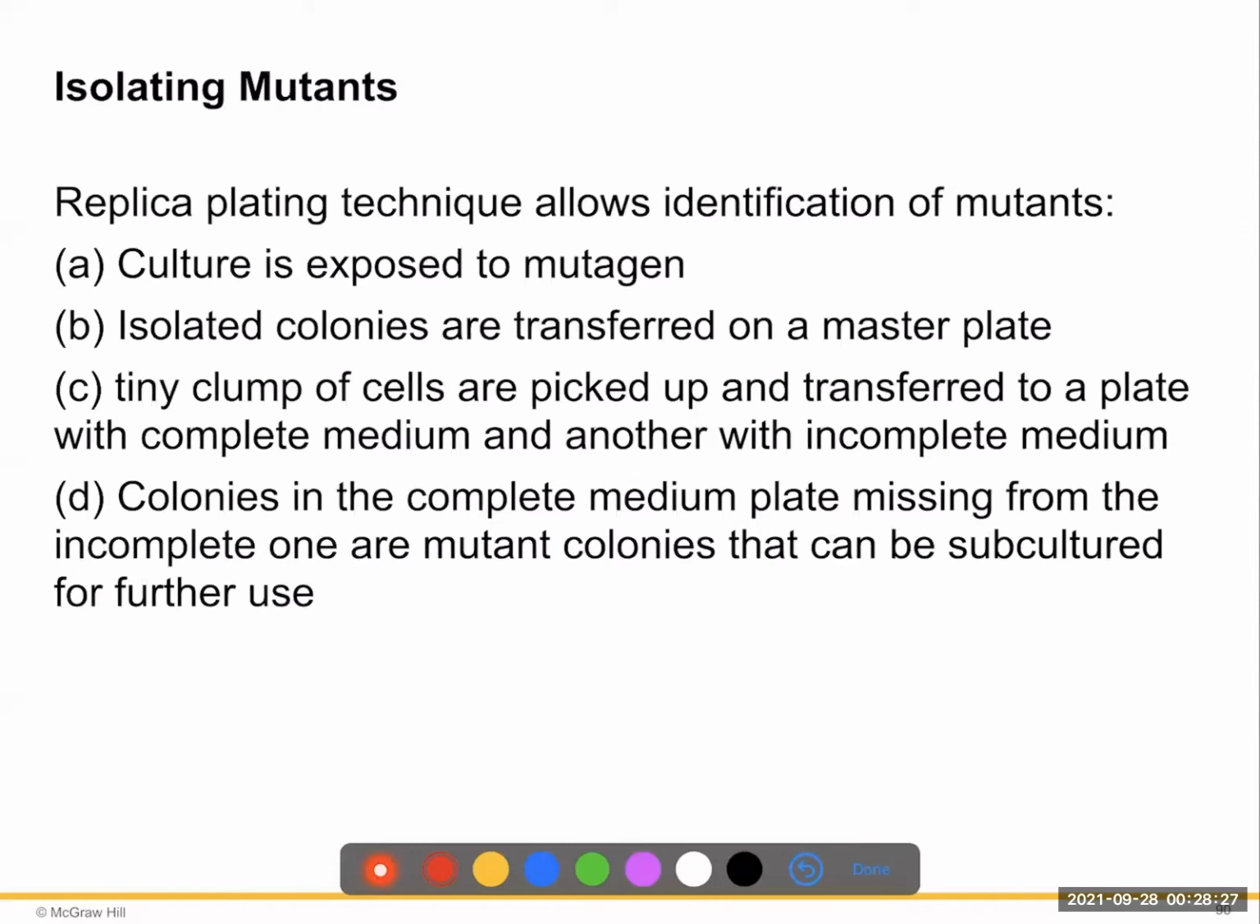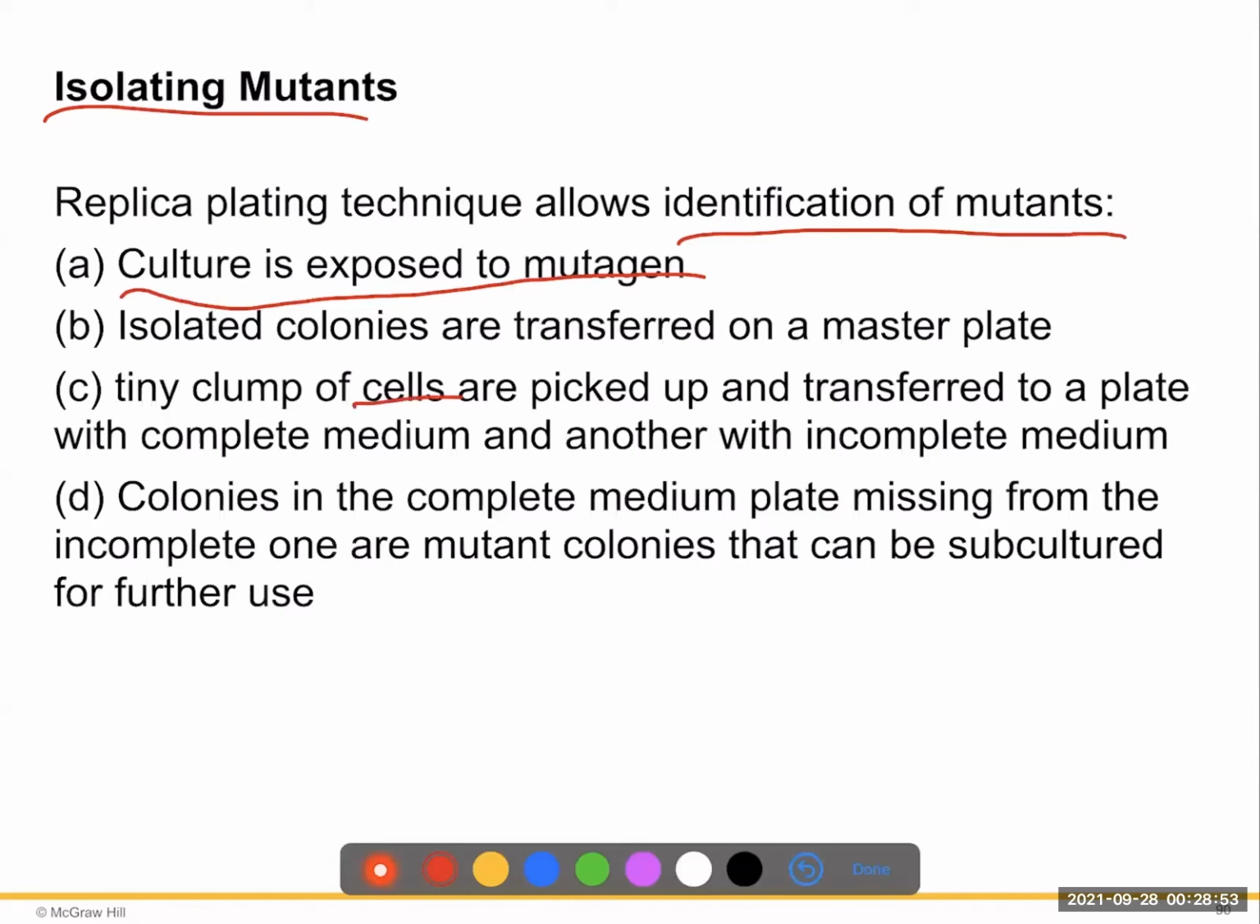Okay. So mutations are a way of changing our DNA one way or another. When isolating these mutants, the replica plating technique allows us to identify different mutants after exposure. The culture is exposed to a mutagen, something that causes a mutation: radiation, sunlight, all kinds of things that can cause interference and mutations. Isolated colonies are transferred to a master plate.